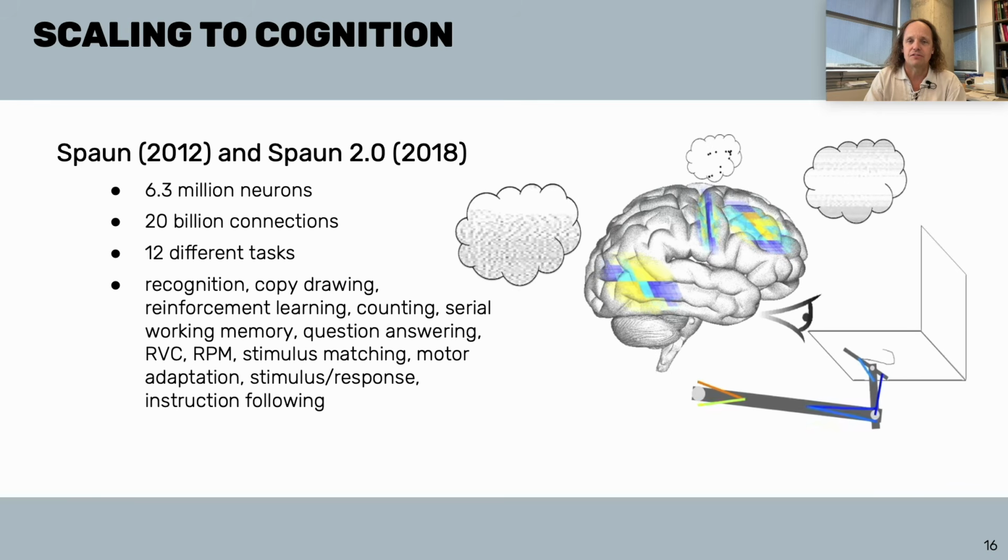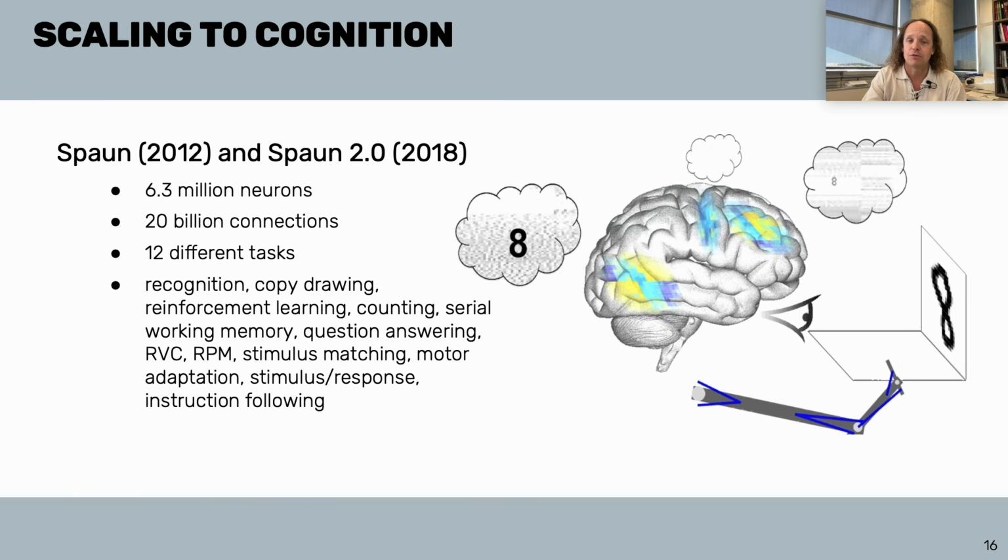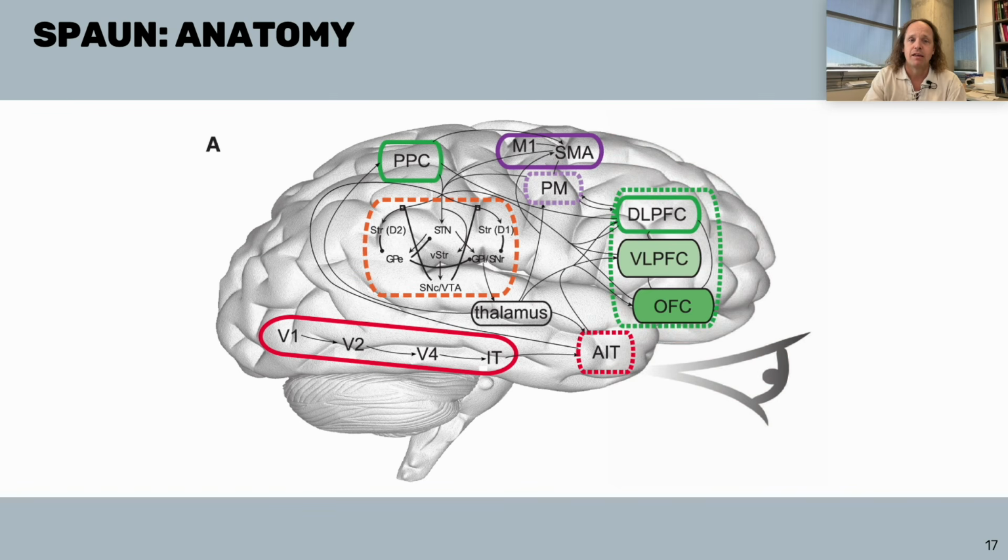Over the next few slides, I want to briefly describe SPAUN from an anatomical, physiological, and functional perspective, and then showcase some of its more impressive behaviors. This is a view of the complete model emphasizing the anatomical structures captured by the model. It includes a visual hierarchy labeled as V1 through AIT and circled in red. It has a working memory and executive control areas circled in green, motor control areas in purple, and the subcortical basal ganglia structures circled in orange, which are key to controlling information flow through cortex.